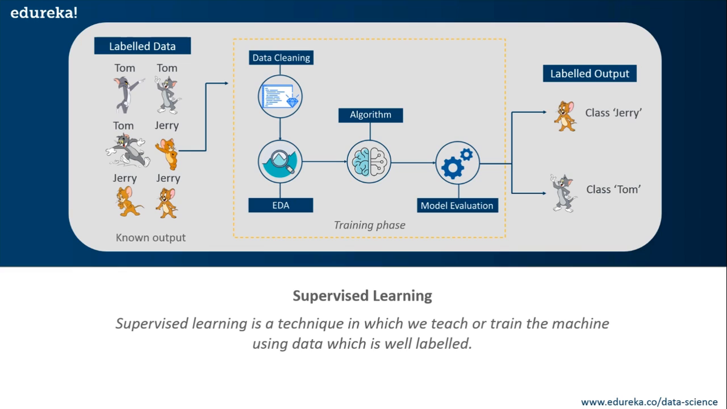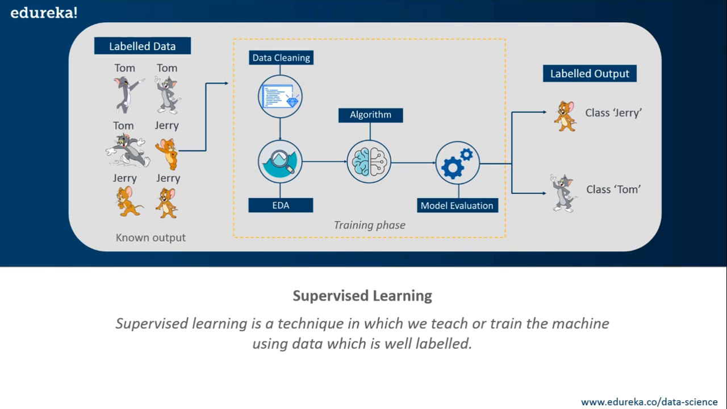So to make you understand this in a better way, look at the figure in this slide. In this image, we are feeding the machines images of Tom and Jerry, and the goal is for the machine to identify and classify the images into two groups, one containing images of Tom and the other containing images of Jerry.